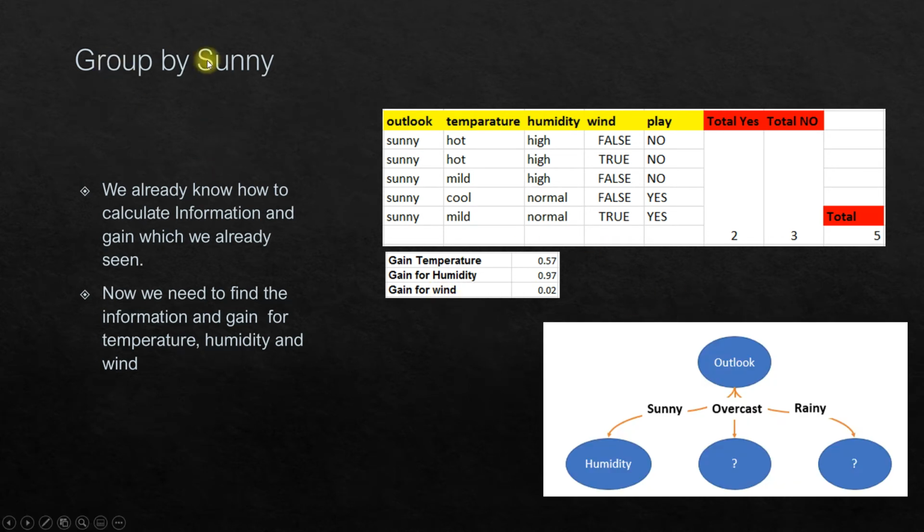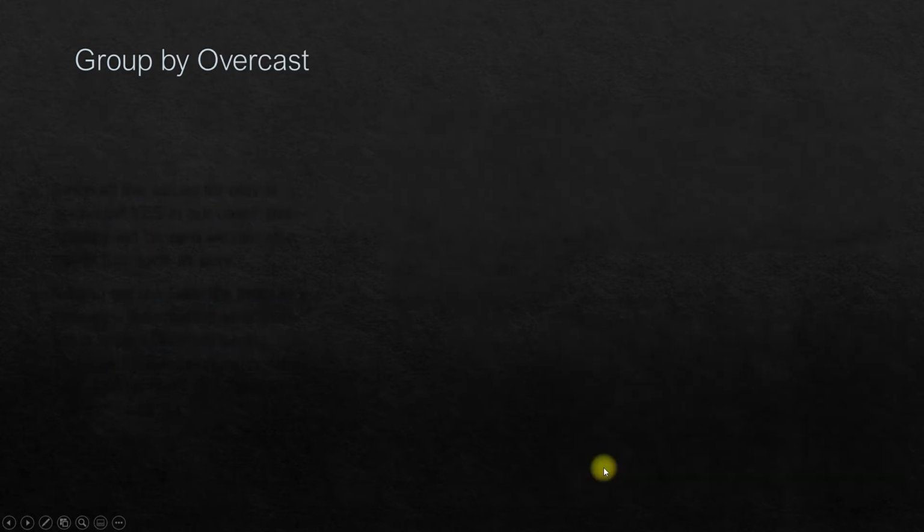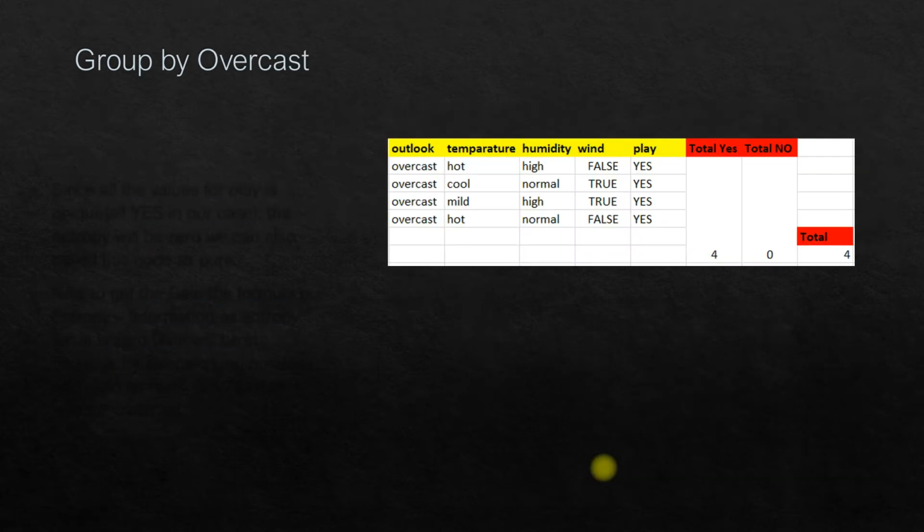As I grouped by sunny, I'm trying to find what would be the next node for sunny, and that's why I grouped by sunny. The maximum gain value I get is for humidity, so my immediate node after sunny will be humidity. Got it? Now we'll group by overcast.